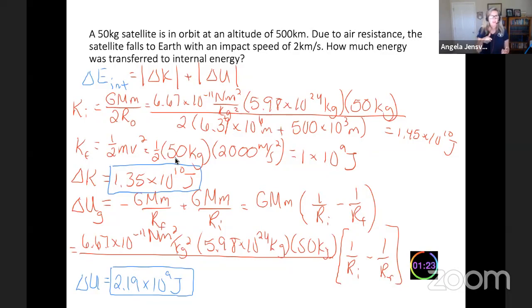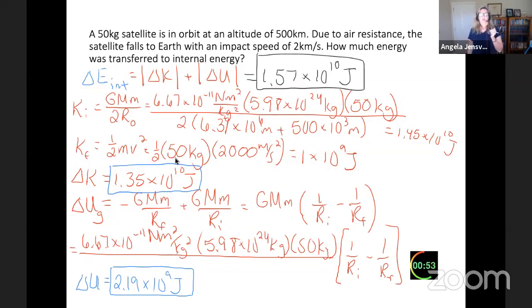So if you add those two together, that's your change in internal energy. So I'm going to go back up here and add those two together, and you should get 1.57 times 10 to the 10th joules. I think I might have made a mistake somewhere. Oh, no, that's right. So our answer is here. That was a tough one. The main idea is that you understand that energy is conserved. If work is done, that means energy is being transferred into or out of a system.